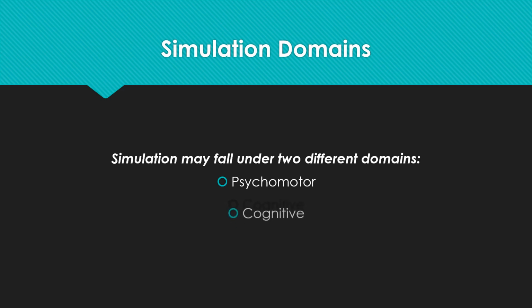The second domain that simulation falls under is cognitive, or the thinking domain. Prior to the simulation session, students are taught theory within the classroom setting. This may be done through lecture, reading, or viewing instructional videos. The theory that was taught in the classroom can then be applied in the simulation session. This helps improve clinical skills and also reinforces learning.